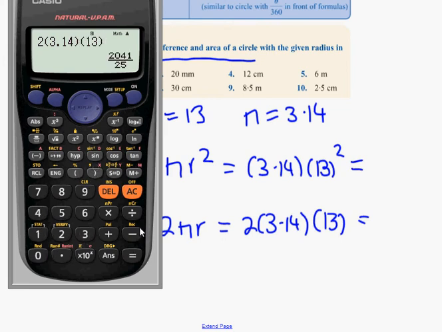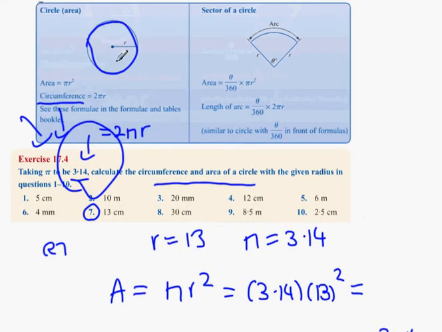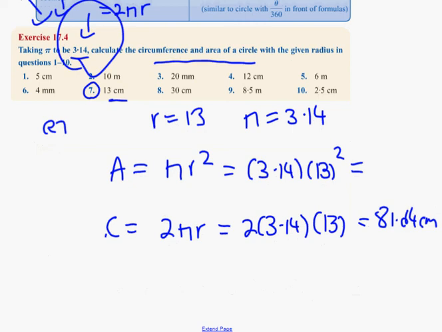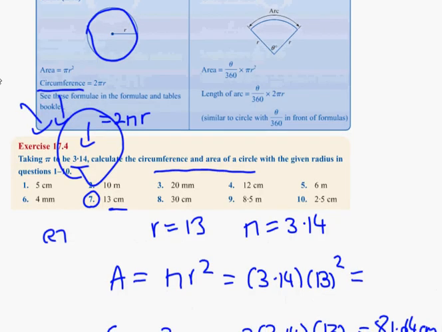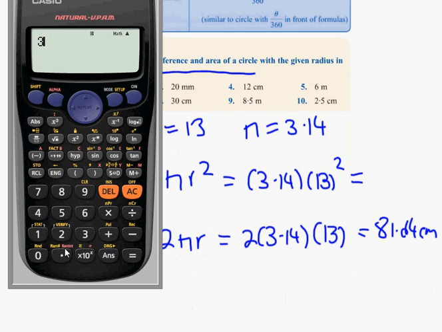And you get 81.64. Now remember, the circumference is which one, guys? Is the circumference a length or an area? It's a length of the outside. So it's measured in centimeters, because it says centimeters in the question. However, the area is measured in centimeters squared. So we're going to find out this one here.